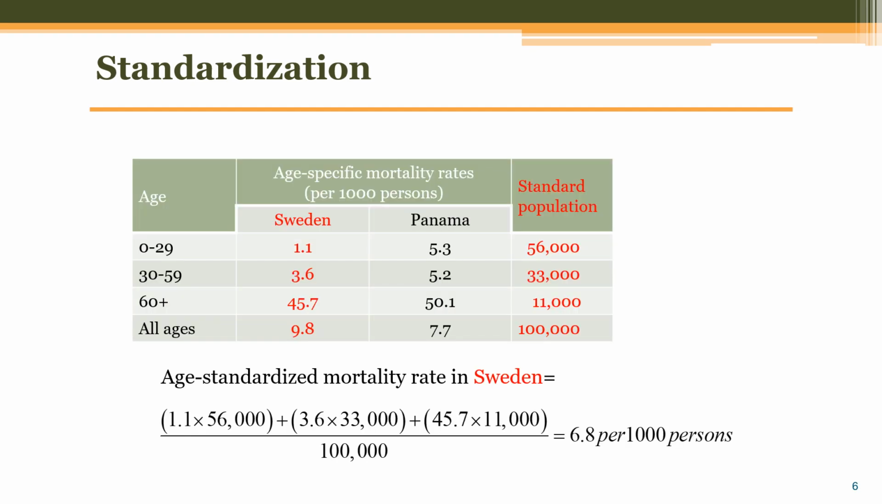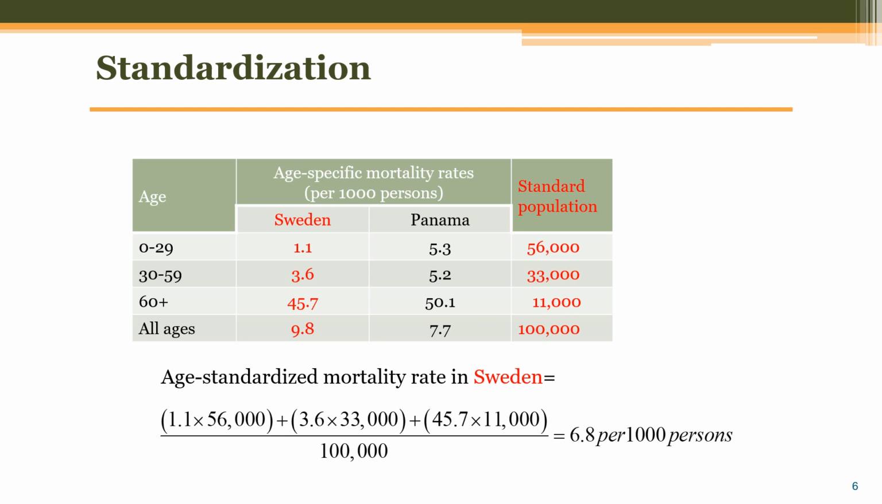Suppose we use a standard population whose age composition is as shown in the rightmost column in this table. Let's do the standardization for Sweden first. In Sweden, the age-specific mortality rate is 1.1 per 1,000 persons for people age 0 to 29, 3.6 per 1,000 persons for those age 30 to 59, and 45.7 per 1,000 persons for those age 60 and above.